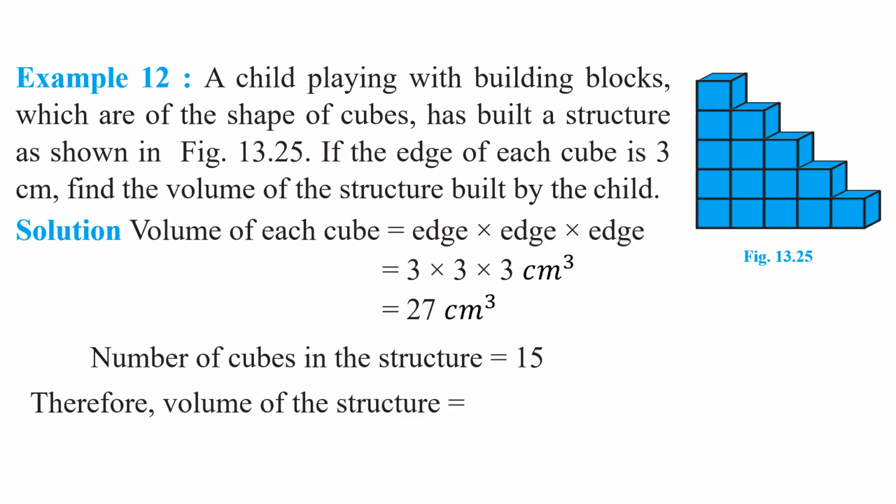Therefore, volume of the structure is equal to 27 into 15 centimeter cube. Understood this step, my children? There are 15 cubes, and the volume of each cube is 27 centimeter cube. Therefore, the volume of the structure is equal to 27 into 15 centimeter cube. Understood this step, my children? Right. That is equal to 405 centimeter cube. By multiplying these two numbers, what will you get here? 405 centimeter cube. Understood this step, my children?